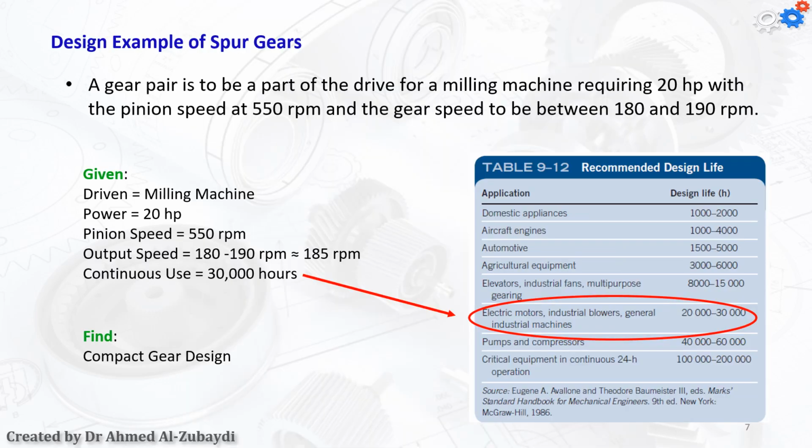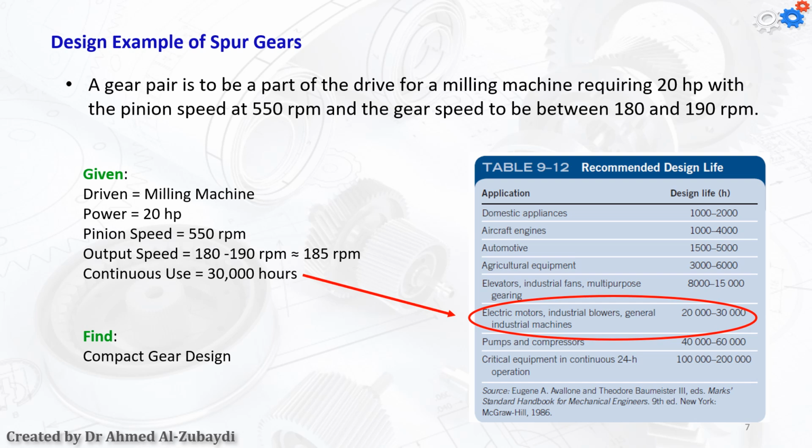In this week, we are going to have a quite straightforward design example for the spur gear. We have a gear pair that is to be a part of the drive for a milling machine that requires 20 horsepower with the pinion speed at 550 RPM, and the gear speed is going to be anything between 180 to 190. So we have a range.